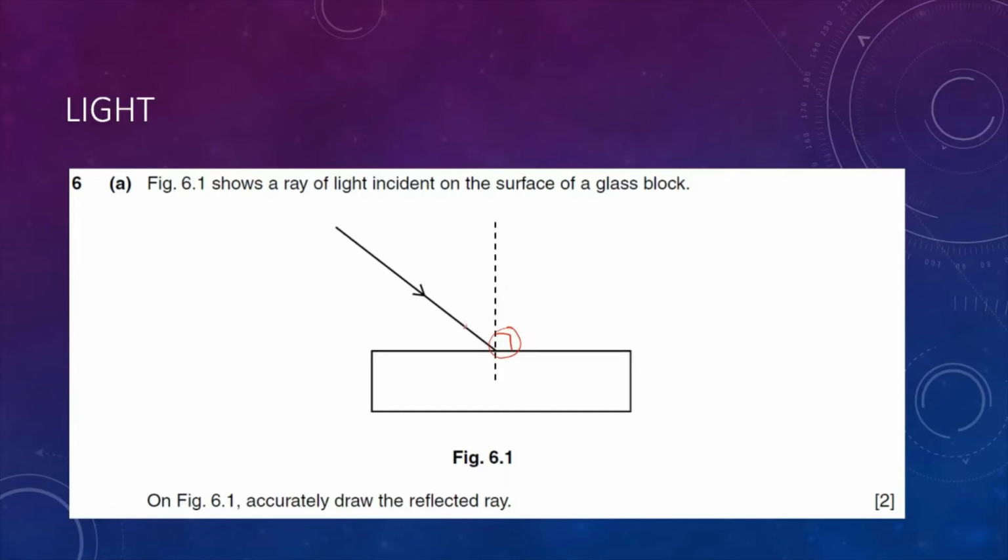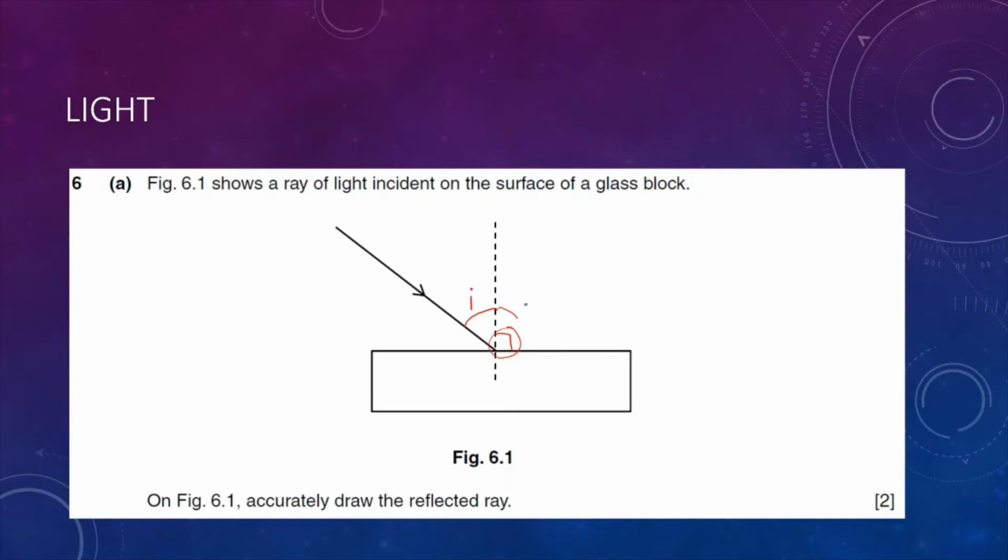Then measure the angle between the incident ray and the normal line. The angle is called the incident angle or angle of incidence. In reflection, the angle of incidence must be equal to the angle of reflection. So after you measure the angle of incidence here, make sure you use your protractor. Then measure another angle over here which is exactly equal to this angle.